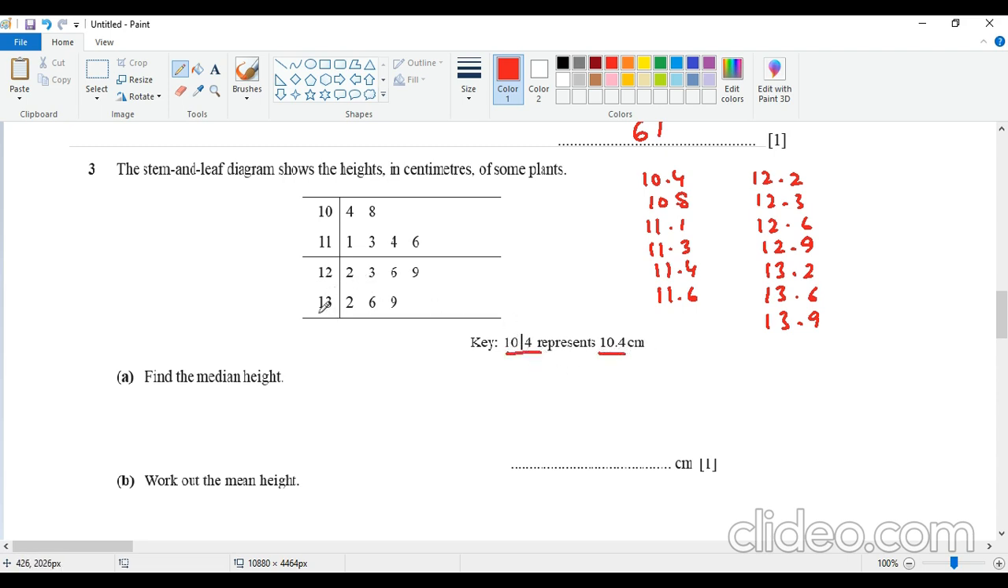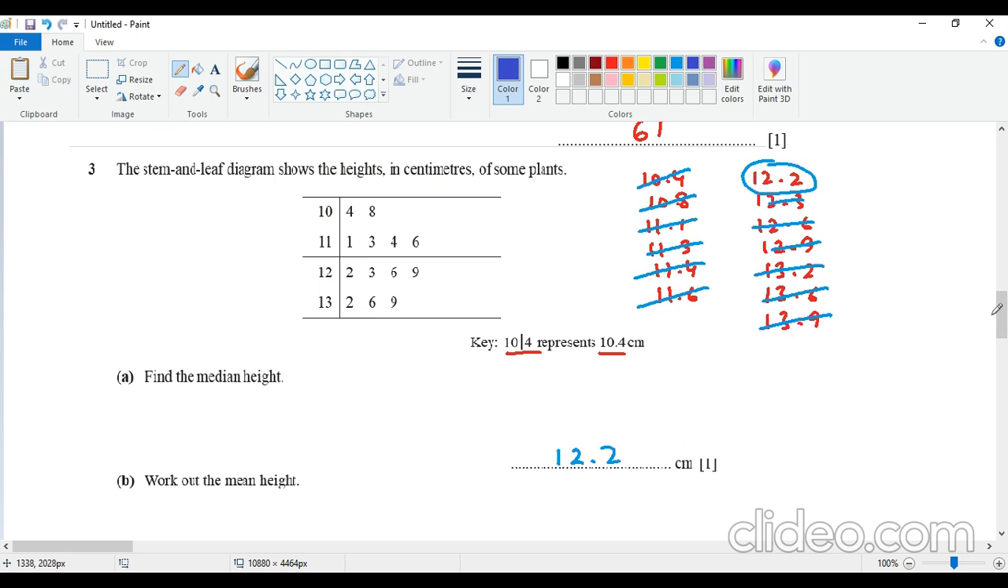So that means 12 slash 3 is going to be 12.3, 12.6, and 12.9 likewise. Now we need to find out the median of the height. So we start cancelling the last and the first one. This way we are going to reach 12.2 as the right answer. 12.2 is the median height.